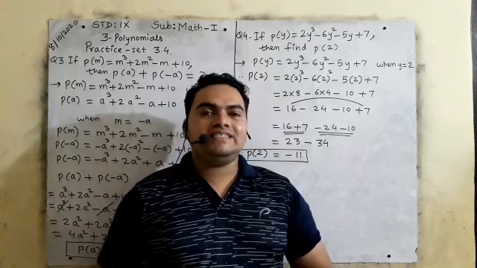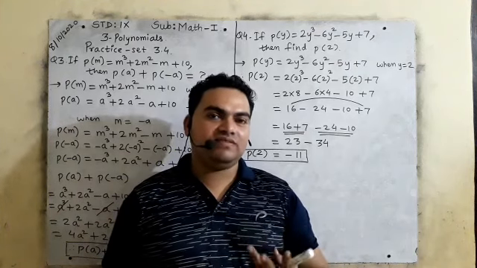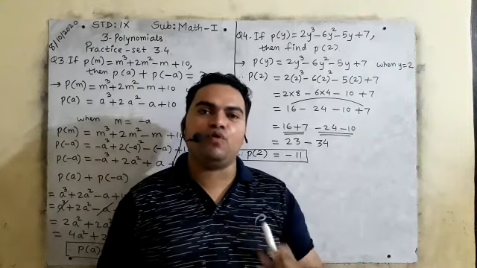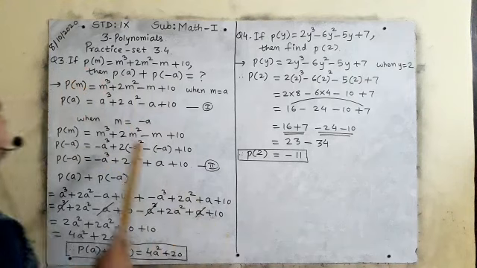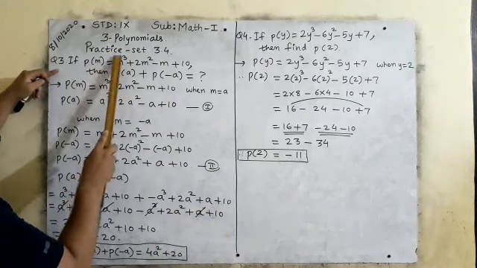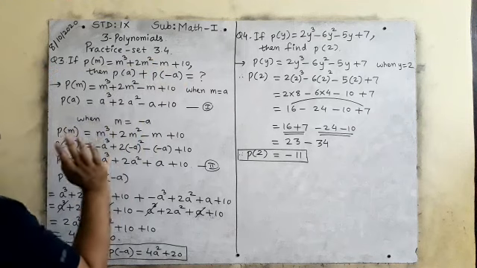So dear students, please look at the board and we will see now practice set 3.4, question number 3 and 4. Very easy. We have to put only the value in the given polynomial. Please look at the board. See, if polynomial of m is equal to m cube plus 2m square minus m plus 10. This is the given polynomial, okay?